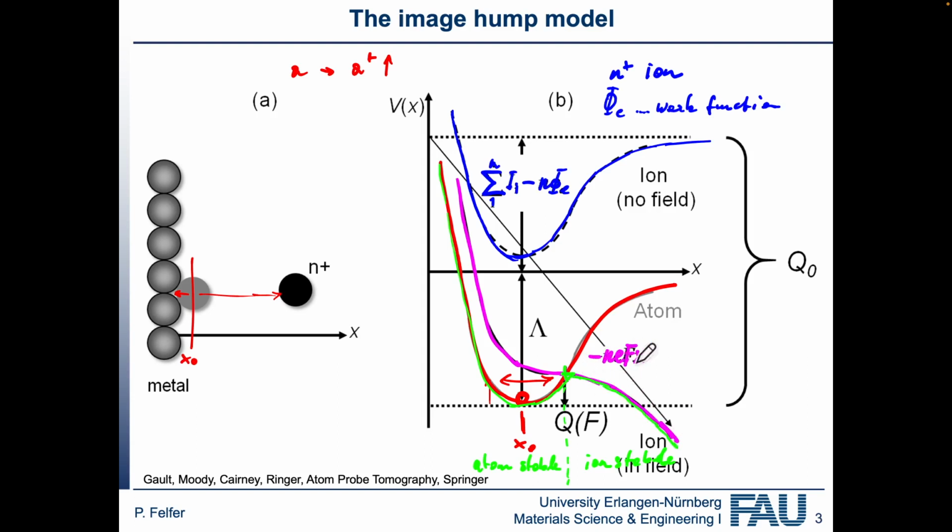And of course it means we have an energy barrier, Q, that depends on the field F, which is already written here. And the good thing is we can influence the field F. It's proportional to the external voltage we've applied. So if we change the voltage, we change the field, and so we also change the energy barrier.